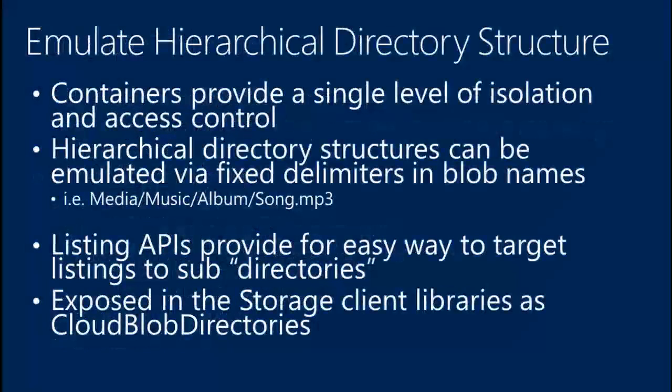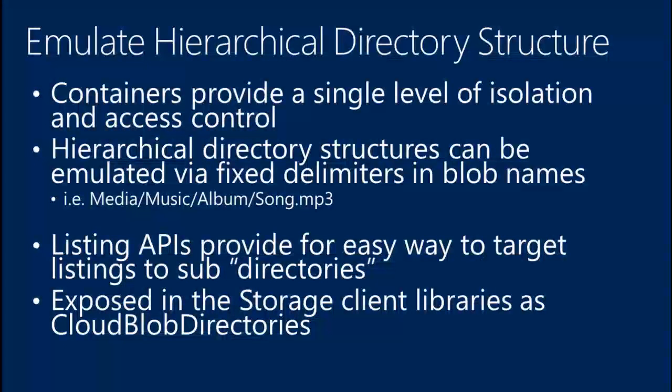So what the directory structures can do is basically you use a delimiter in the blob name itself. For this example, my blob name is media/music/album/song. And now what I can do with the listing APIs is tell it what the delimiter is, and I can list, for example, everything under media/music and get just the blob names that are there. Or I can go all the way down to an album, right? It's up to you. So it should look and feel just like a directory on your local computer.